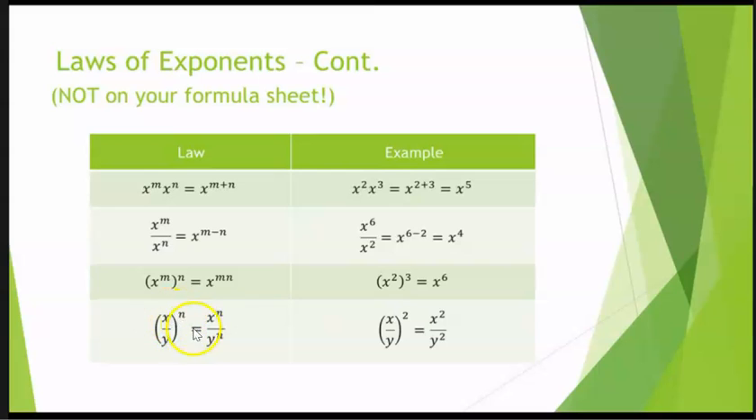Also, the distributive law still applies to exponents. So if we have the fraction x over y and we're raising it to the nth power, that n distributes to the numerator as well as the denominator. So in this case, x over y squared, the squared will go to both of them. So you'll get x squared over y squared.